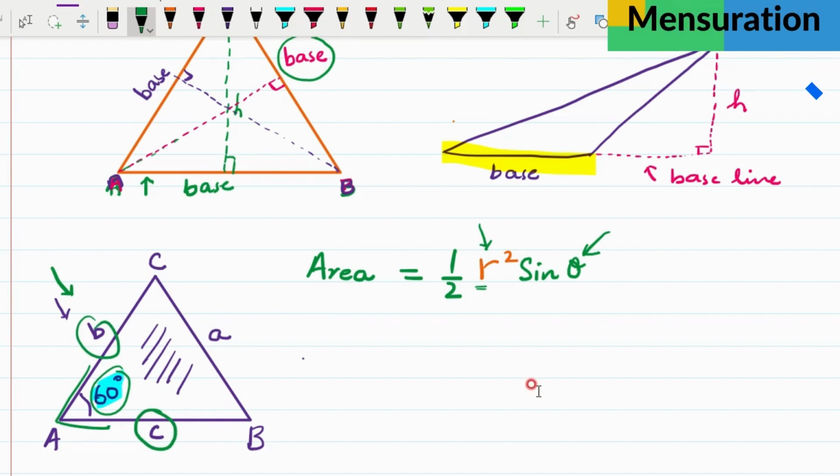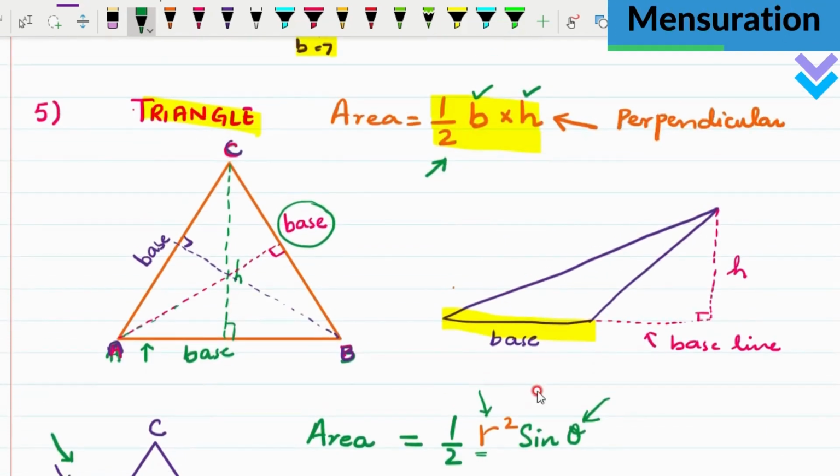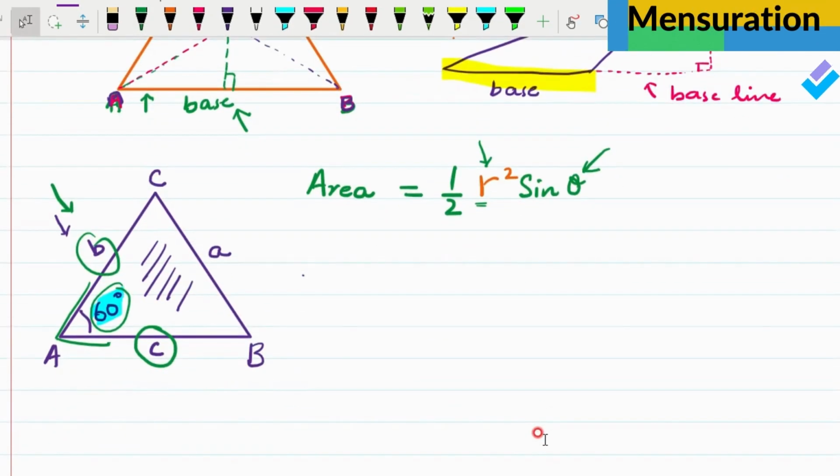So just need to close the triangle. If we are having a height, then we will identify the base also. So it means we can apply this formula. But in case we are not having a height, like in this example, there is no height, so we don't know what is the base here. So we can use the formula by using angle. We can use this formula.